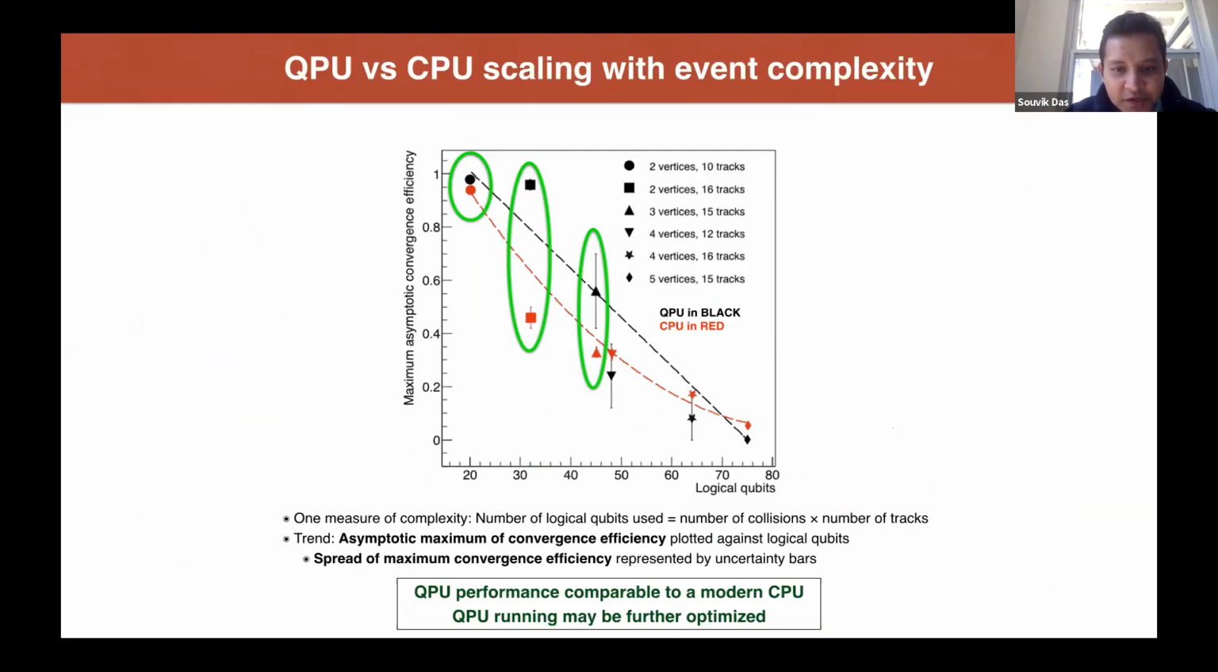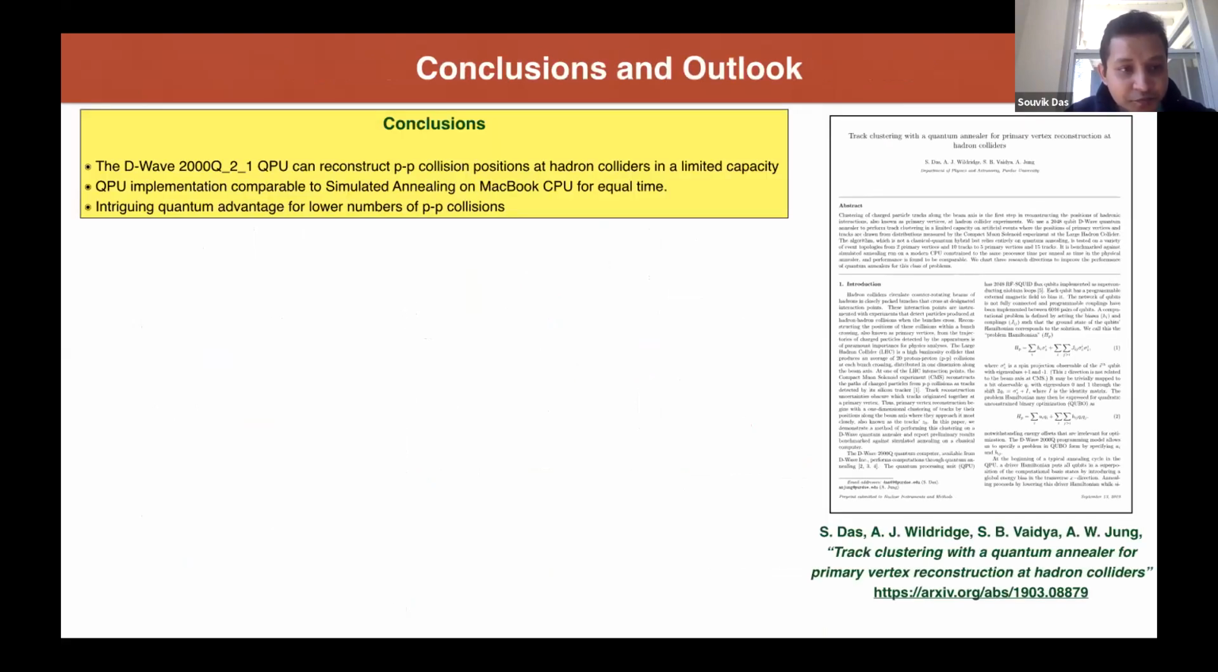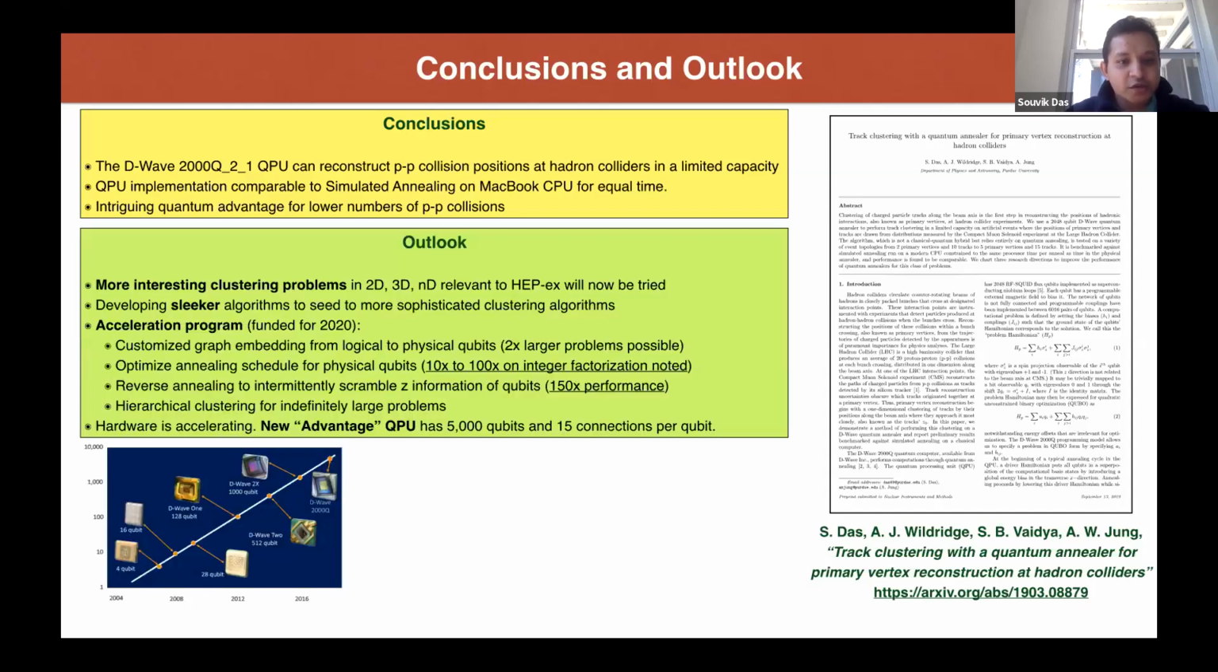But then finally, the conclusions. The answer is the D-Wave quantum processor can reconstruct PP collisions at hadron colliders in limited capacity, only up to a certain number of vertices, beyond which it loses the power. But there's some intriguing quantum advantage for lower pileup PP collisions. And outlook: we are beginning to seek more interesting clustering problems in 2D, 3D, and ND relevant for HEP.